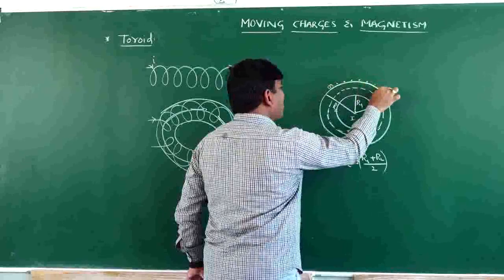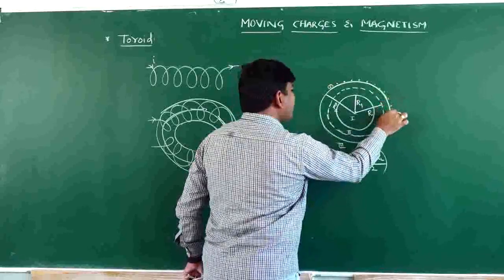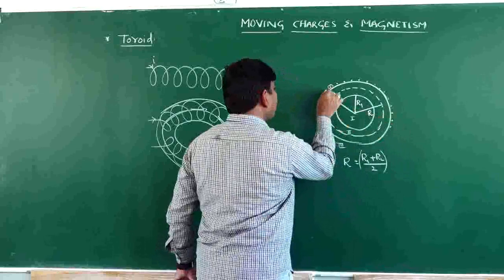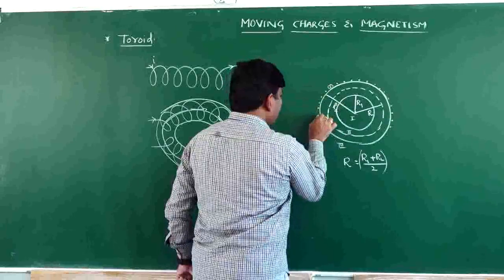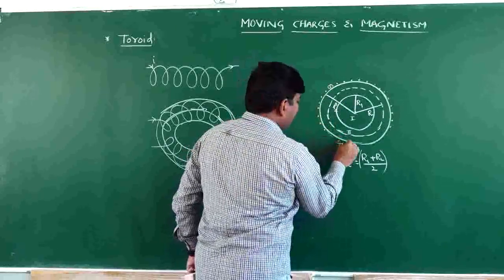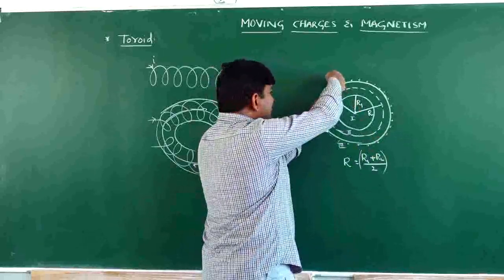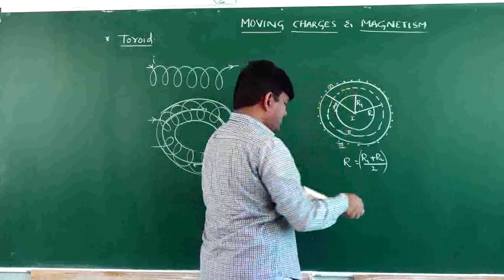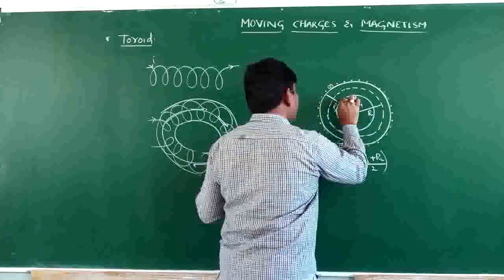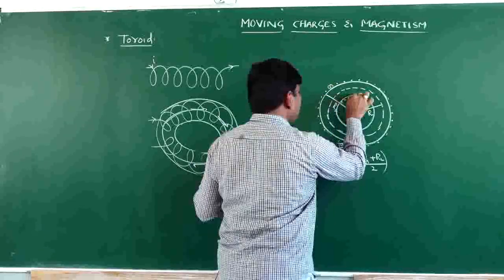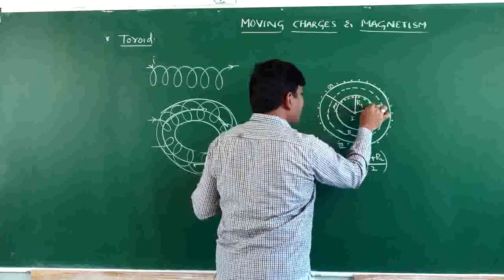Current is coming out, whereas into will indicate what? The current is going into. So, I am indicating with dots here that the current wire is coming out here, and here it is going into. Into is indicated like this. This is into. Into says that the current is going into the board.